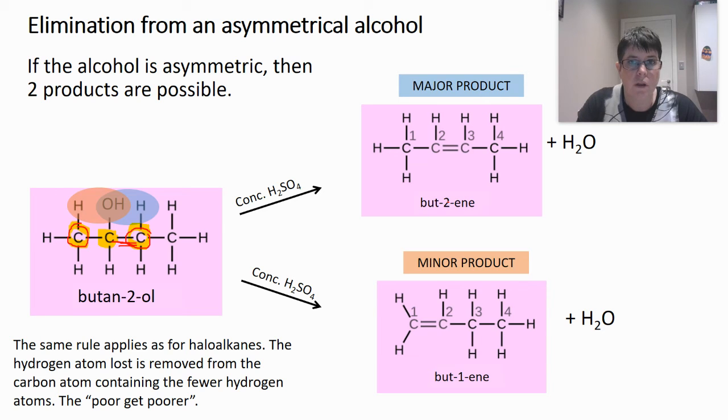So it's going to form the major product, which is but-2-ene, and the double bond will form between carbon 2 and carbon 3. This is compared with the minor product, where the double bond forms between carbon 1 and carbon 2, forming but-1-ene, and we still lose the hydroxyl group and hydrogen, but that is just less likely to happen. But you do get 2 products.